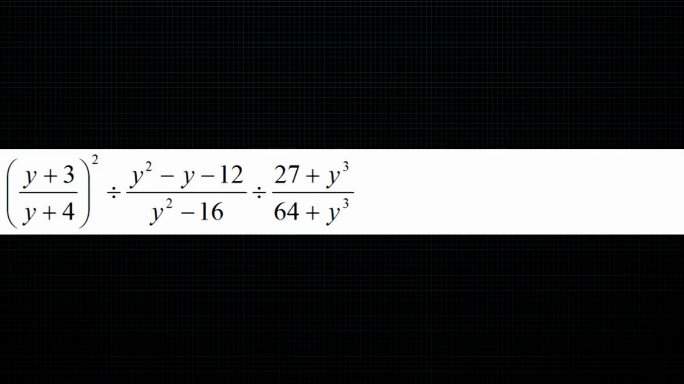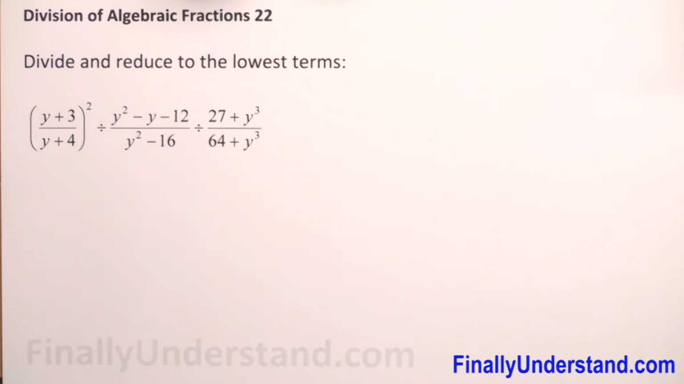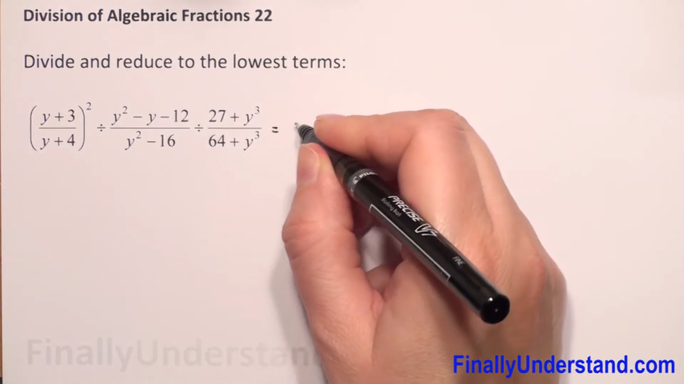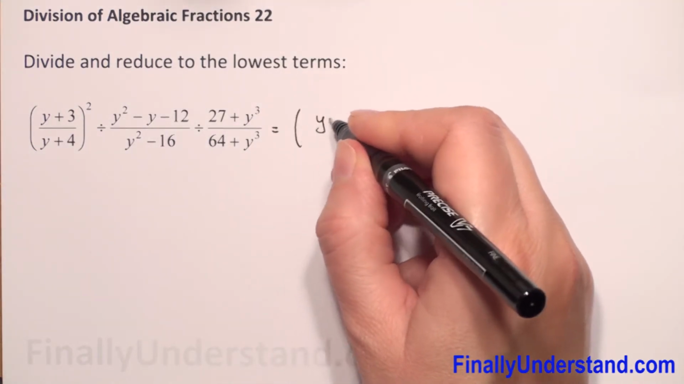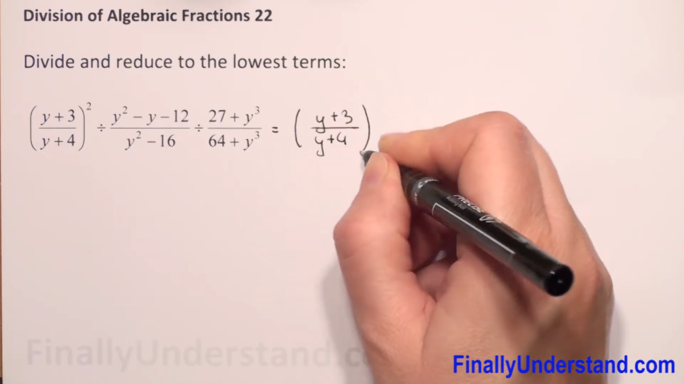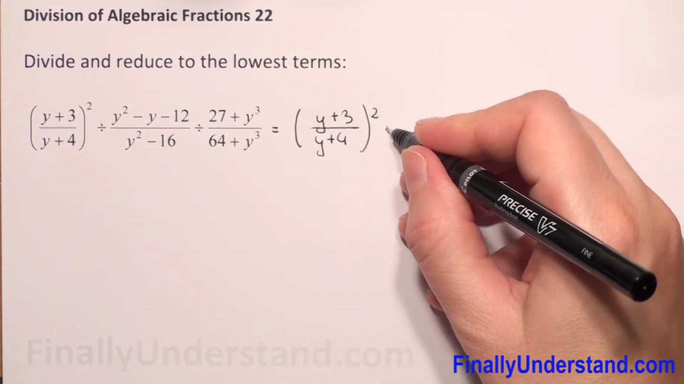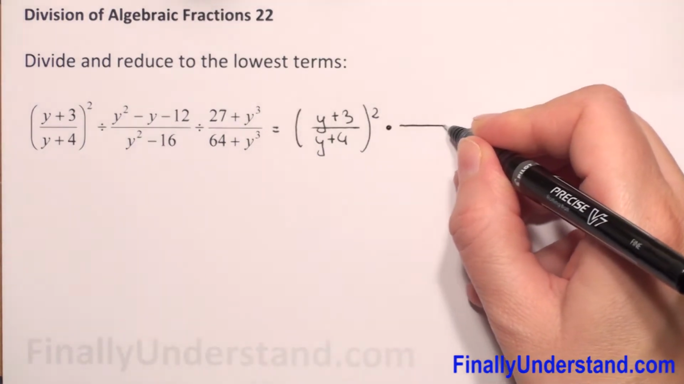We have division of algebraic fractions. We will use the same rule for division of algebraic fractions as for division of fractions. So it means we have to copy the first algebraic fraction. So this is equal, we have in parentheses (y + 3)/(y + 4) to the second power. Next, we have to change the division sign to multiplication.